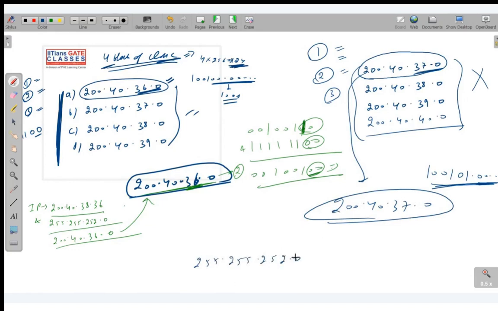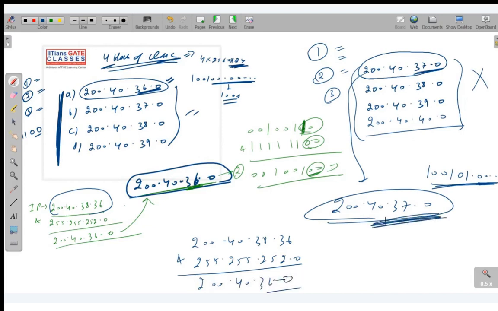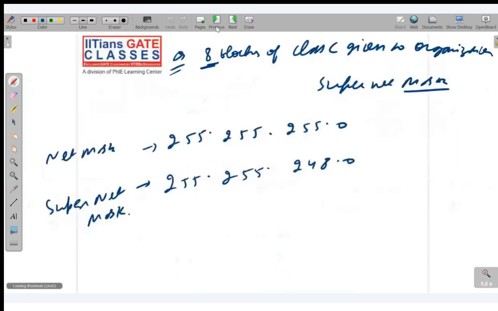Yes, sir. If the same packet arrives, I'm just doing it for the formality: 200.40.38.36, this is in this block only. This address is in these four blocks. So if I AND it, what will I get? I have done it already. We will get 200.40.36.0, but the router has stored 37, so it will say mismatch and will not be able to forward. That's why I have written here, see this, routing not possible.